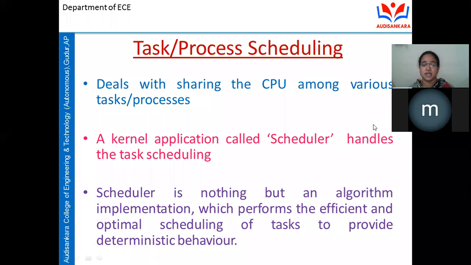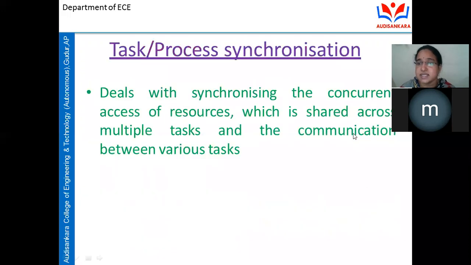Scheduler is nothing but an algorithm implementation which performs the efficient and optimal scheduling of the tasks to provide deterministic behavior. So this scheduler is nothing but an algorithm. When can we say that an operating system has deterministic behavior? When compared to a general purpose operating system, a real-time operating system is deterministic in behavior.